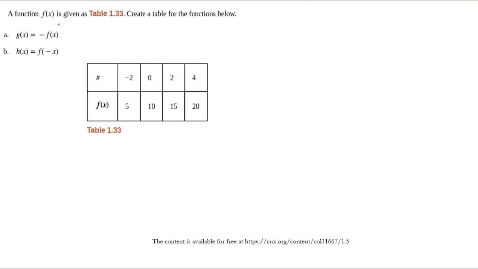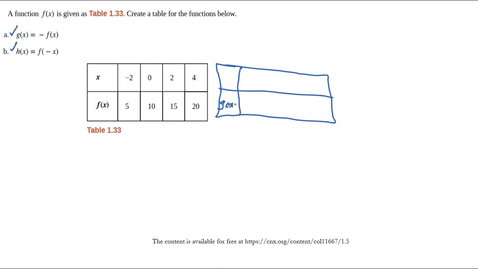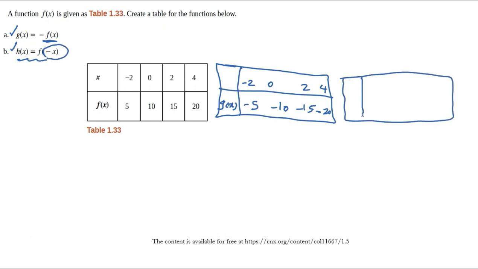For example, a function f of x is given and we want to draw a table for g of x and h of x. G of x is negative f of x. So here is the table. G of x is negative f of x, so negative 5, negative 10, negative 15, negative 20. X doesn't change: 2, 4. H of x is f of minus x, so here is another table for h of x.